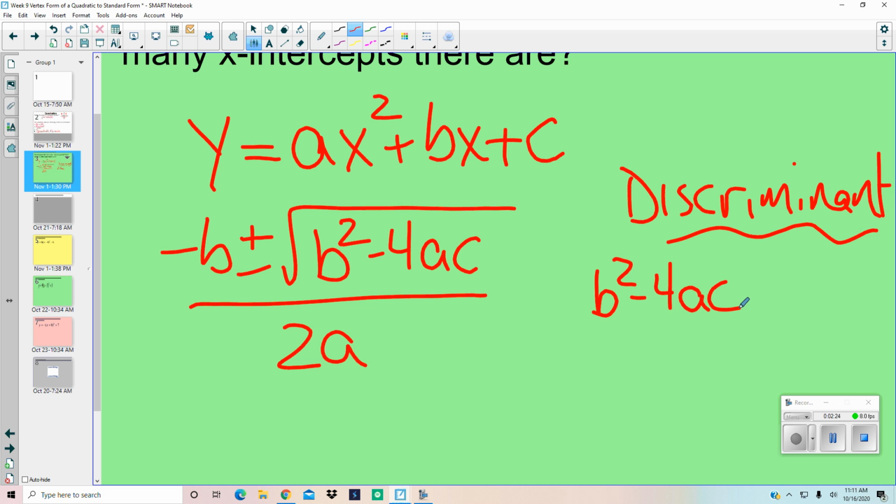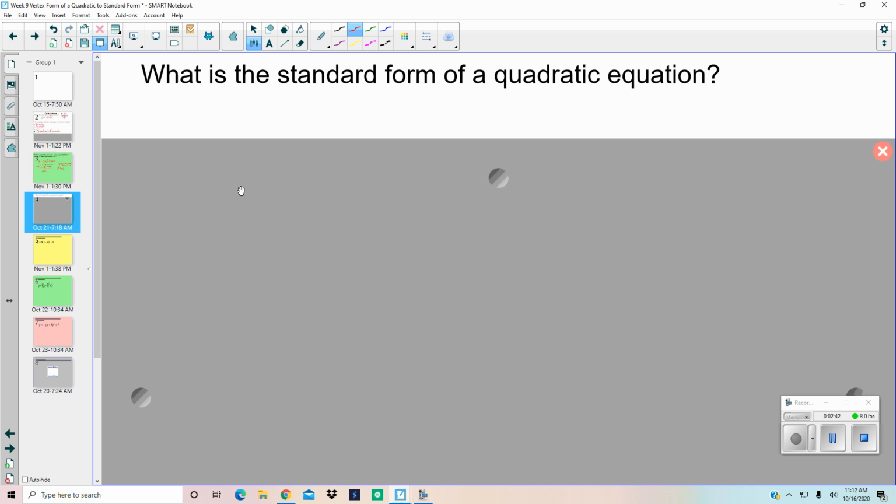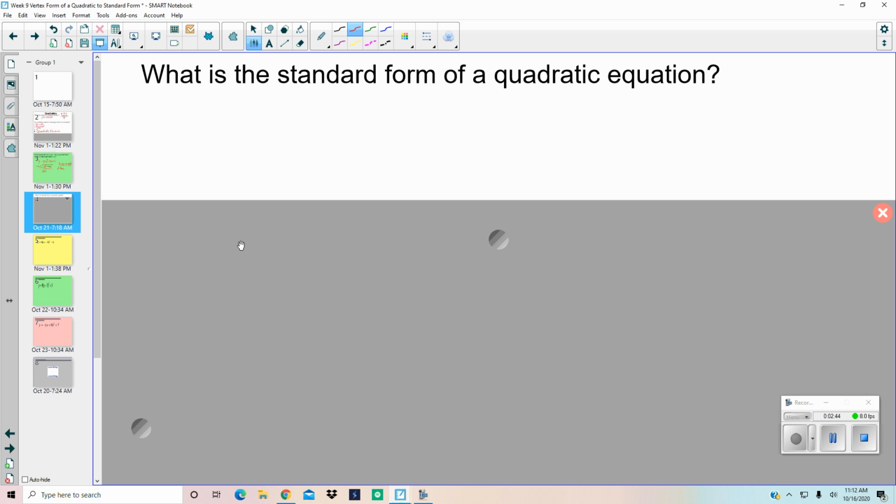If that value under the radical is 0, then there's one solution. If that value is greater than 0, there are 2 solutions. And if it's less than 0, then you'd have a negative under the radical, so there wouldn't be any solutions. So that's standard form.